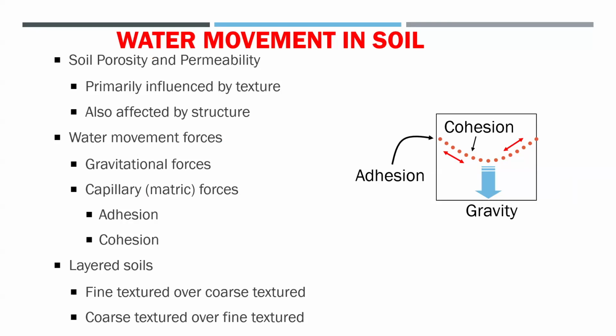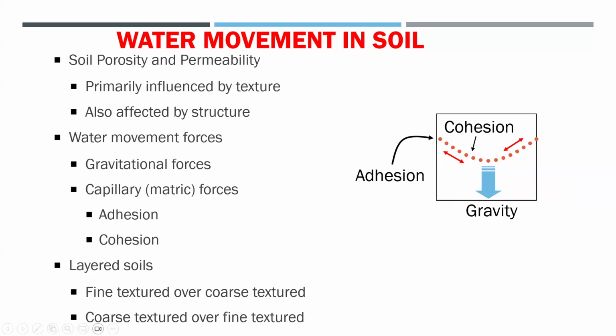So water movement in soil has to do with soil porosity and permeability. It's primarily influenced by texture. Structure also influences it. So clay, even though it moves a little, if you have a well-structured clay, it can actually move a lot of water. You'd be surprised. Why? What's between the structures, between the peds in clay? A very large pore, and then we can move water through that.